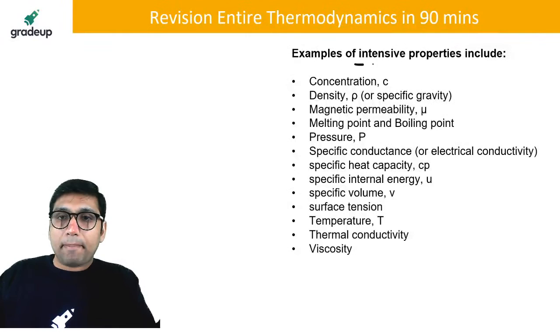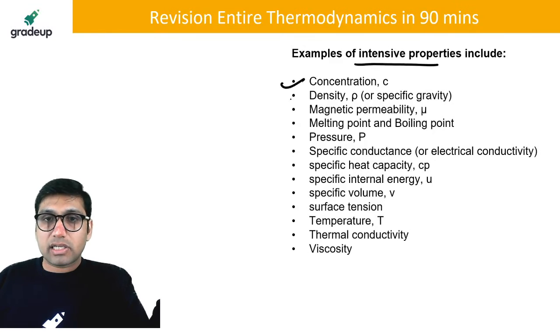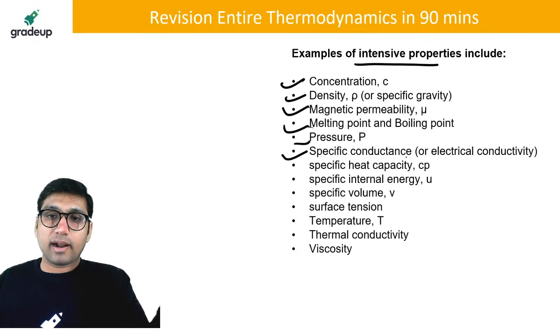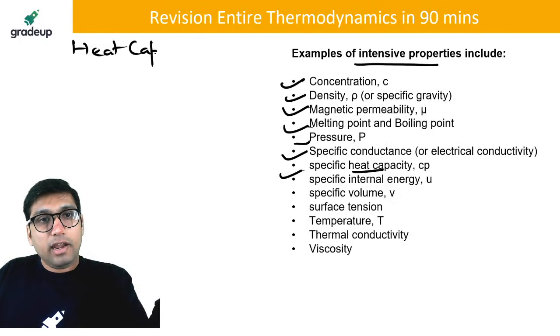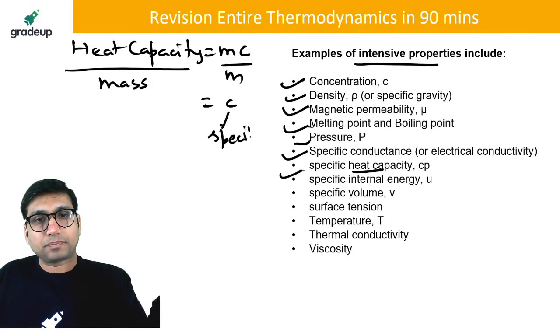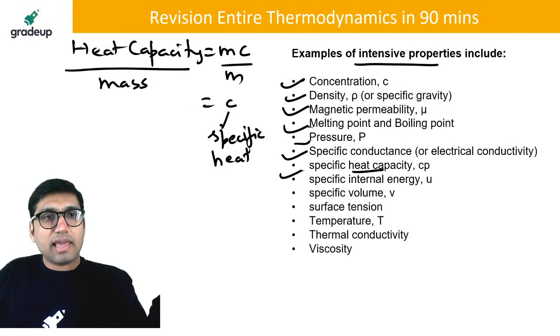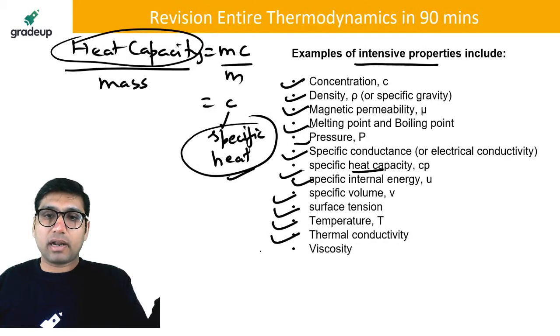Okay, so let me tell you some examples of intensive properties which you might remember. As intensive properties: concentration, density, magnetic permeability, melting and boiling point, pressure, specific conductance, specific heat capacity. Yes, see, heat capacity is mass into specific heat. If you divide it by mass, it will become C, that is specific heat. So heat capacity is an extensive property while specific heat is an intensive property. Specific internal energy, specific volume, surface tension, temperature, thermal conductivity, viscosity.